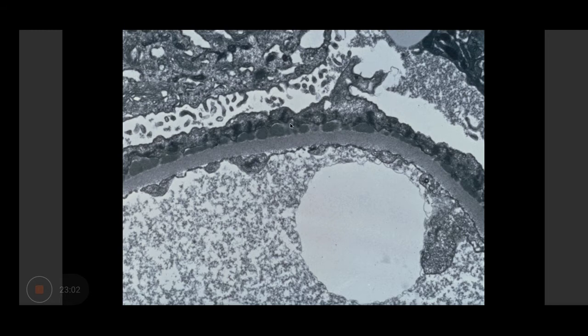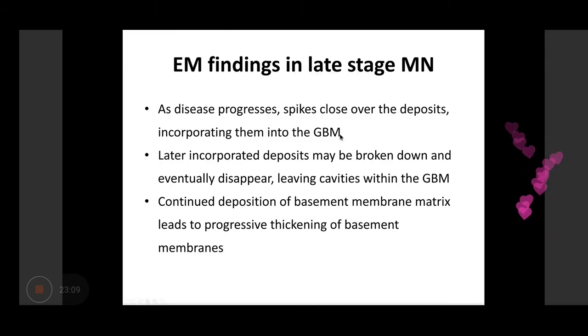Now, in between these subepithelial deposits, the basement membrane tends to grow upwards to form the spikes. As this disease progresses, these spikes close over the deposits, incorporating them into the glomerular basement membrane. Still later, these deposits are broken down and eventually absorbed and disappear, leaving behind empty holes in the basement membrane, which are then covered, leading finally to a marked thickening of the basement membrane.